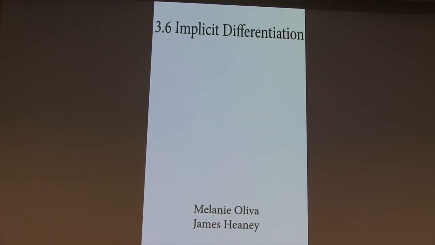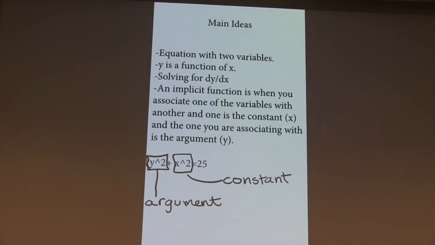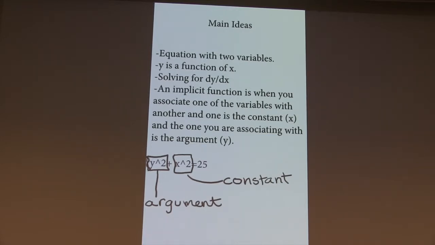3.6 is implicit differentiation. This section uses all of the rules of differentiation that we have already been shown throughout the chapter. These consist of product rule, quotient rule, and the chain rule. The only difference is that we're now having two variables in our equation.